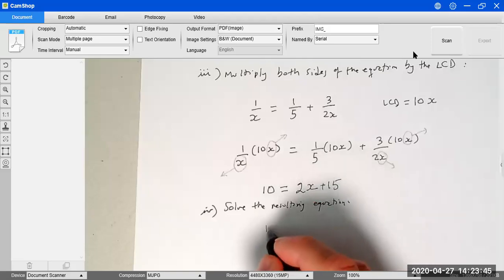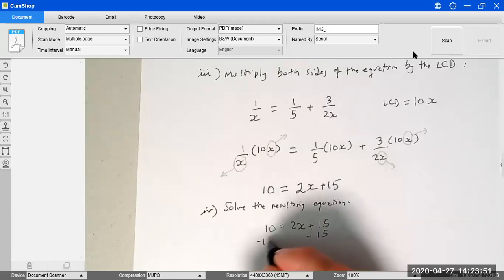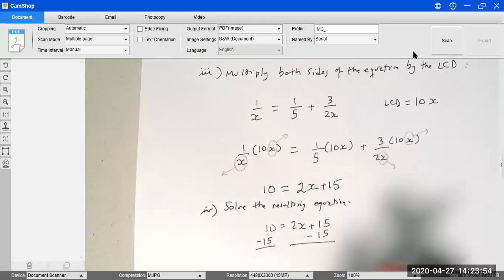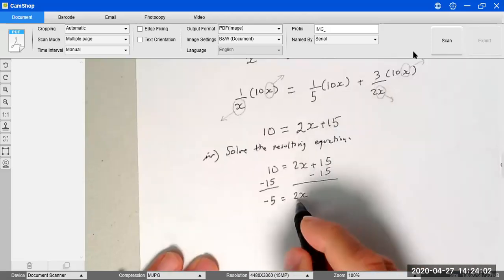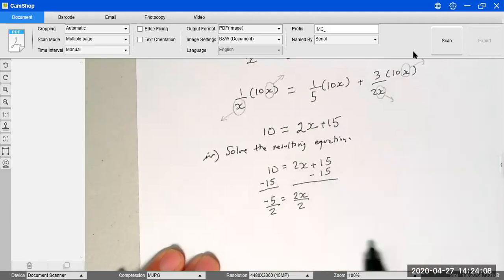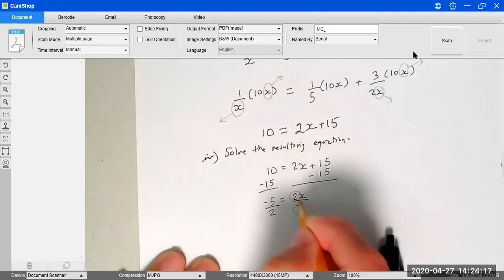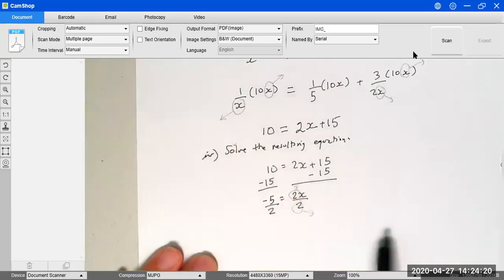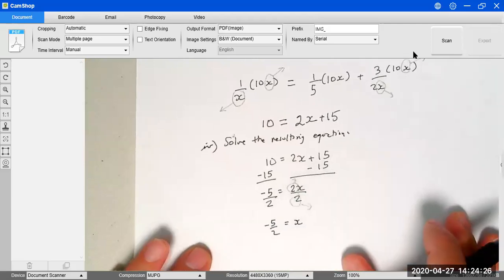So you have 10 equals 2x plus 15. You're going to subtract 15 from both sides of the equation. So you get here minus 5 equals 2x. Then to remove the coefficient, you divide by the coefficient on both sides of the equation. So now you can cancel 2 and the coefficient here, 2 and 2, they can be removed. So you end up with x equals negative 5 over 2. So this is the solution.